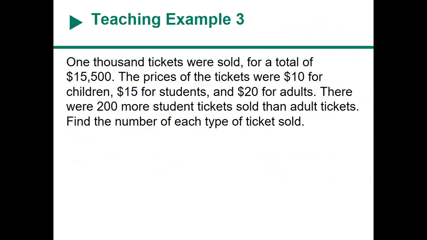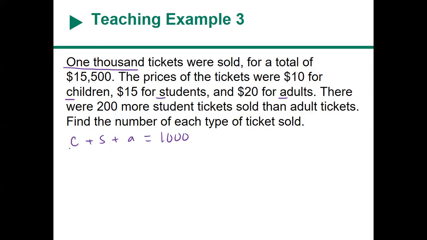Okay, so we got to create our system ourselves. So we have 3 different tickets. We have children, students, and adults. Correct? We know that children plus students plus adults equaled 1,000 tickets because it said there was 1,000 tickets sold.